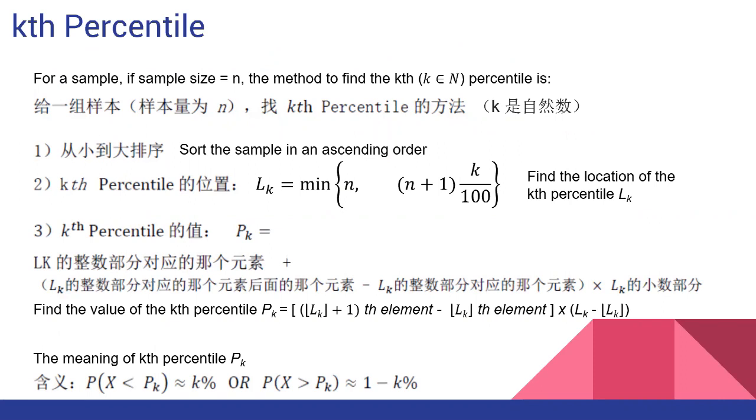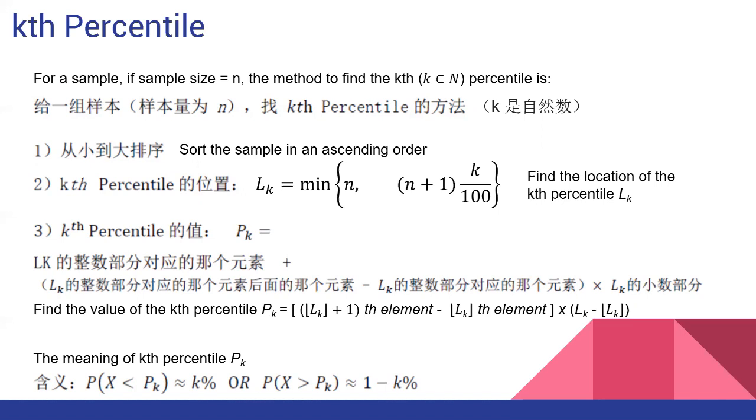First of all, for a sample, if the sample size is n, the method to find the K percentile is: first, we sort the sample in ascending order, that means from the minimum value to the maximum value. Second, we need to find the location of the K percentile, denoted as LK. LK is the minimum of n and (n plus 1) times k divided by 100.